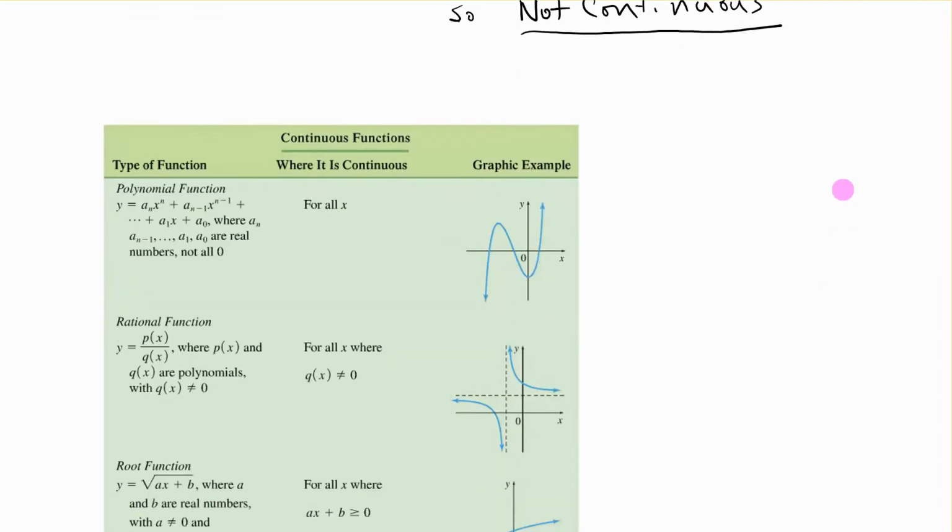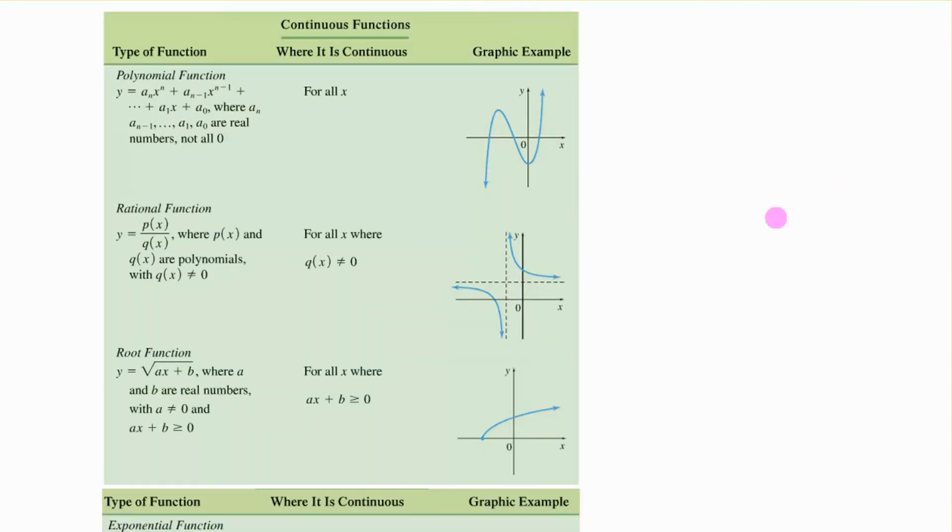And here's just a chart for information. Polynomial functions, they're continuous for all x. It's one of the things we know. We don't have to really think about it. For rational functions, it's continuous everywhere except where the denominator would be equal to 0. So right there is a break. That's a vertical asymptote. That's where it's not continuous.